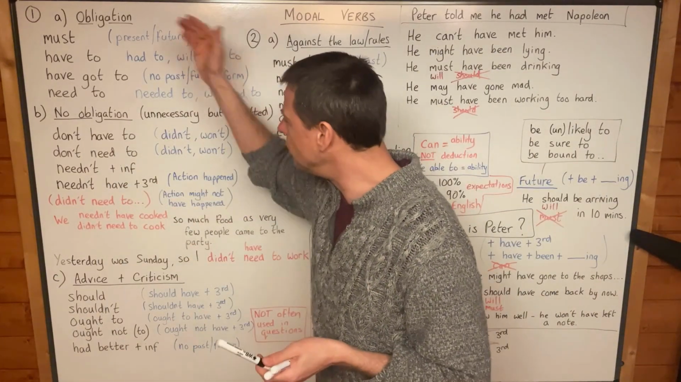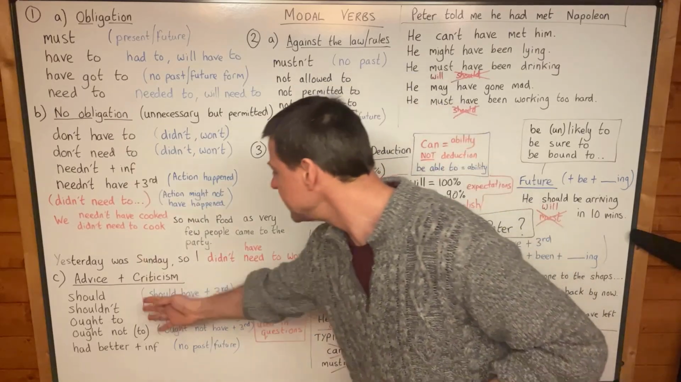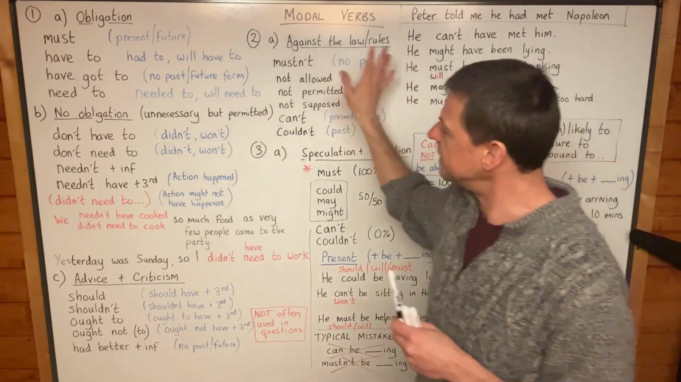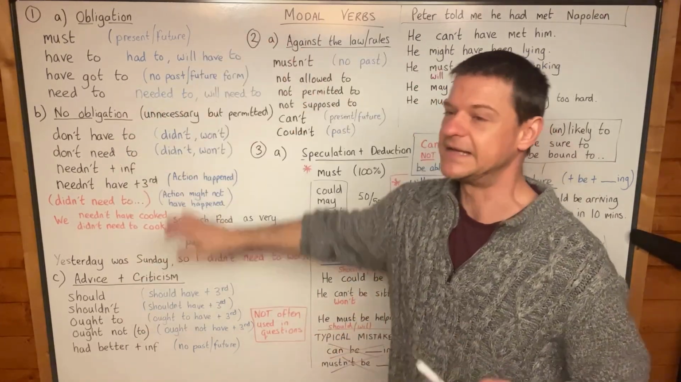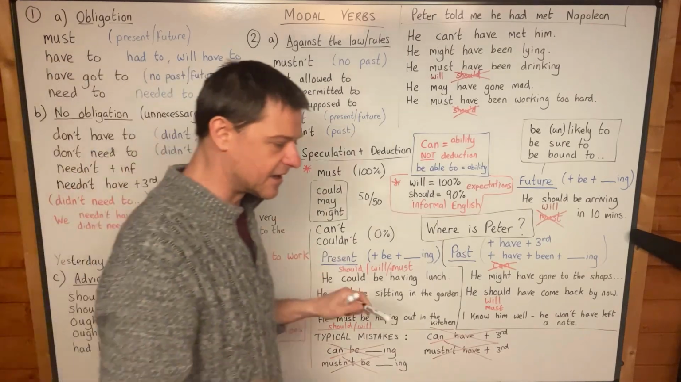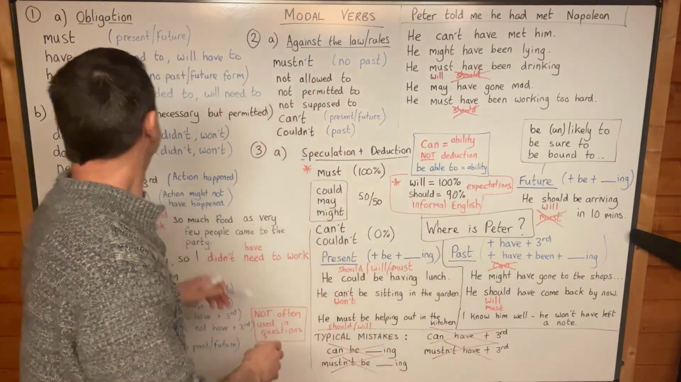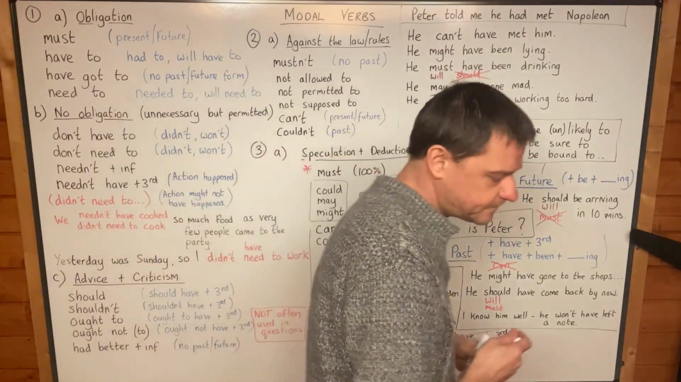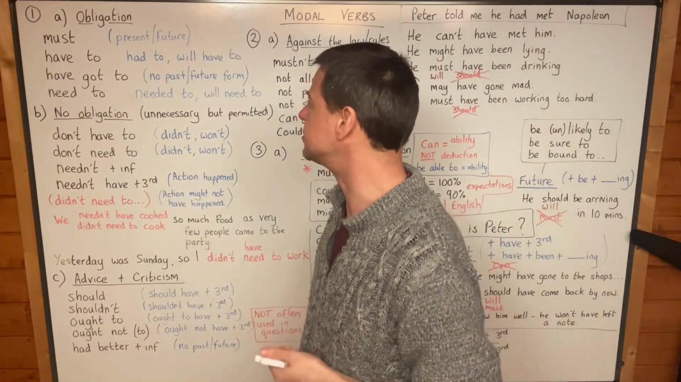But let's start with obligation, no obligation, advice and criticism, and against the law and rules, because I consider these ones a little bit different from what we're going to be doing over here, which is speculation and deduction. So try to separate 1 and 2 from 3, which is all there. Now let's start with obligation.